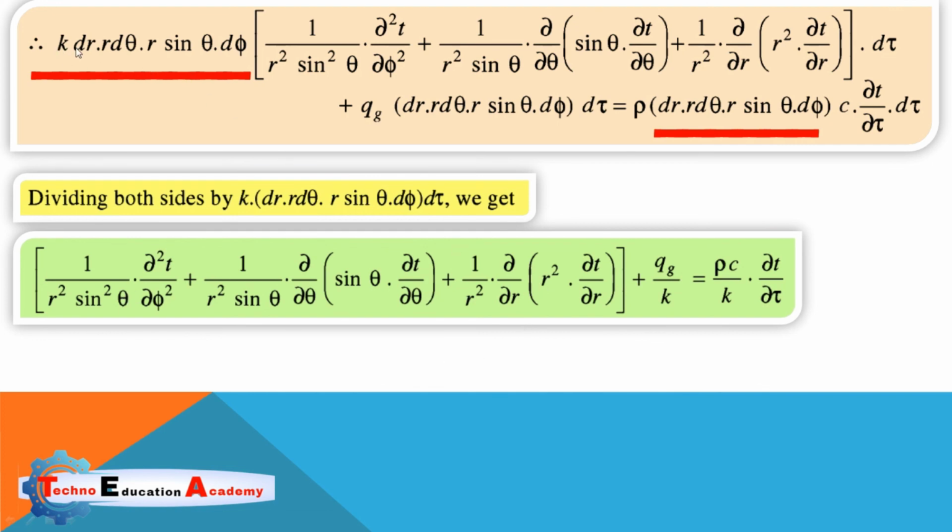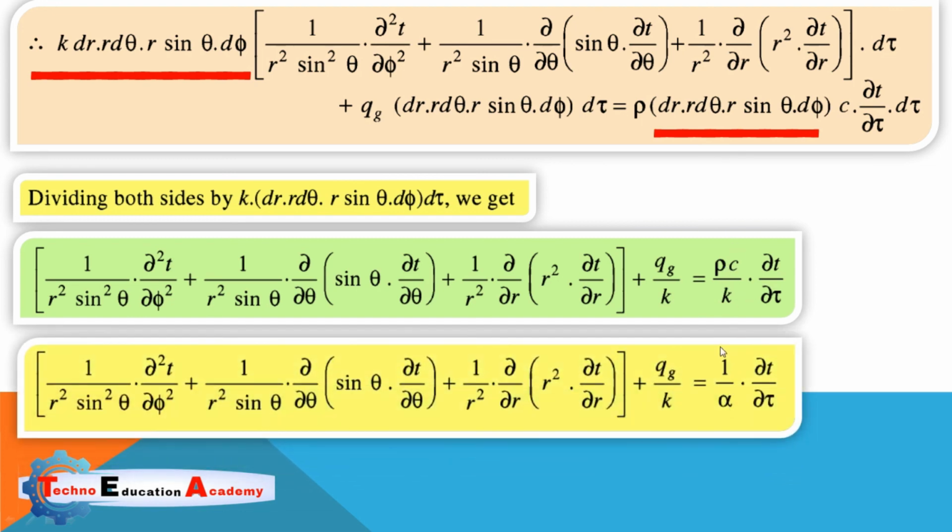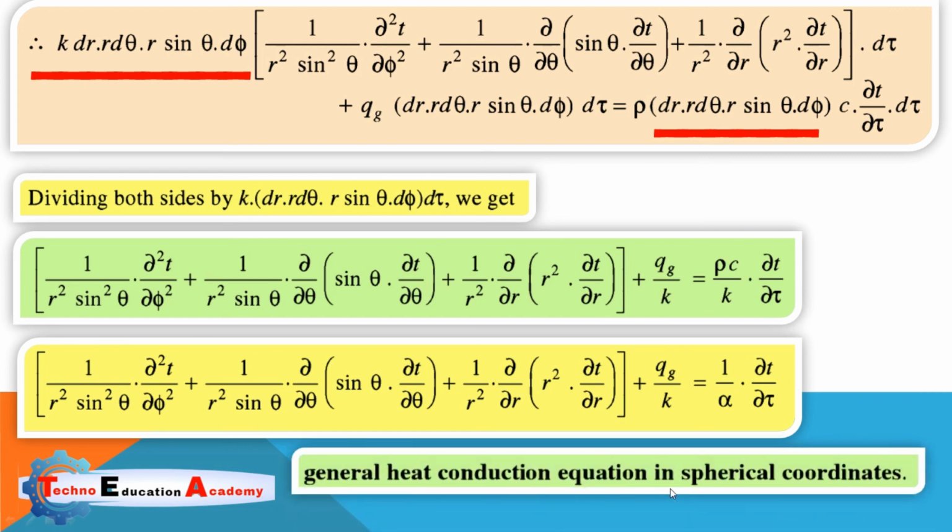Here the k term is there, so we divide by k and it is cancelled out. Here there is no value of k, so we get rho c by k into del T by del tau. And we know that k by rho c is alpha, the thermal diffusivity, but here rho c by k is there, so it is 1 upon alpha. So this is the general heat conduction equation for the spherical coordinate system.